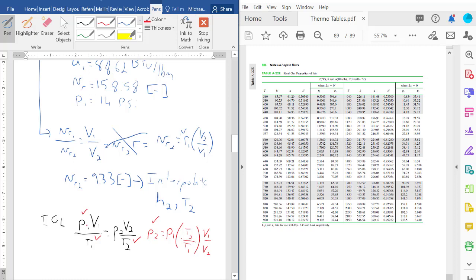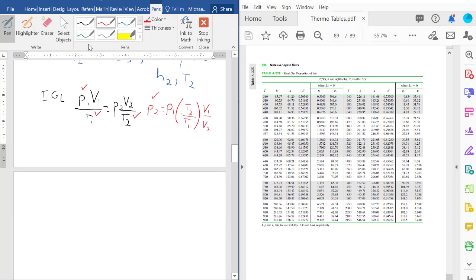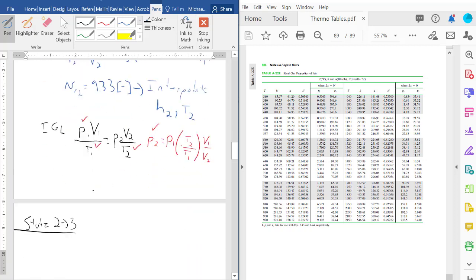So now at state 2, we know the pressure, we know the temperature, we know the specific enthalpy, and we also know VR2. So now what do we want to do? That was from state 1 to state 2. Now we go from state 2 to state 3.